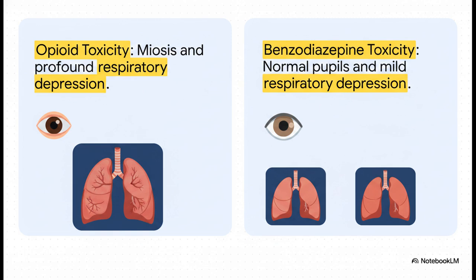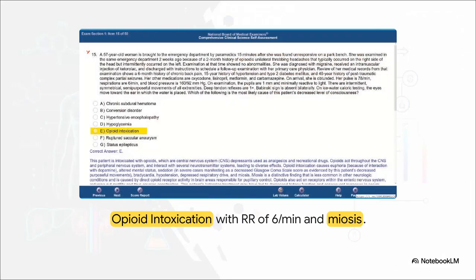Opioid toxicity gives you those classic pinpoint pupils, meiosis, alongside profound life-threatening respiratory depression. Pure benzodiazepine toxicity, though, usually features normal pupils and only mild respiratory depression, unless they co-ingested alcohol. Consider a clinical vignette where you find an unresponsive patient. The physical exam reveals a respiratory rate of barely 6 per minute and 1 millimeter pupils. That profound bradypnea, combined with meiosis, definitively isolates an opioid toxidrome over benzodiazepines or other CNS depressants.